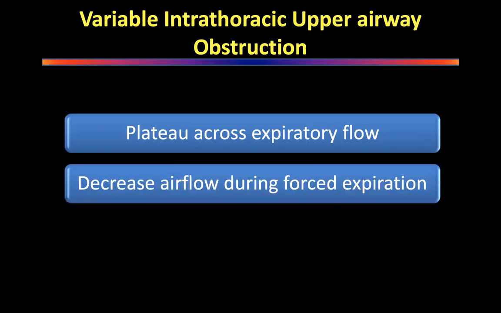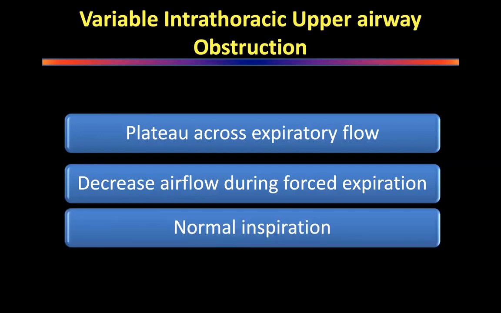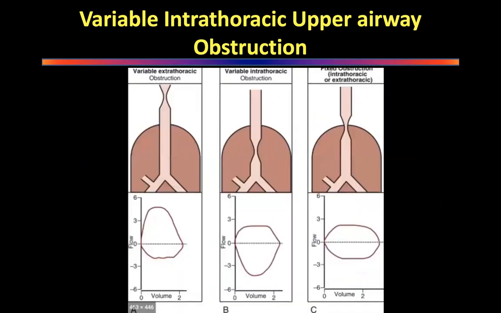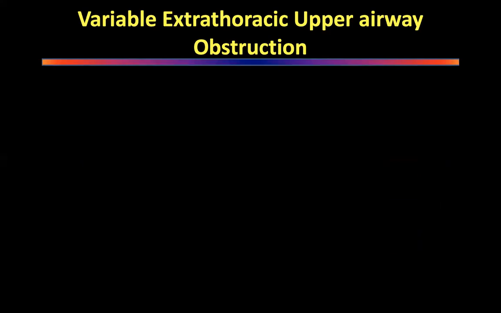So there is plateau across the expiratory flow. There is decreased airflow during forced expiration. However, inspiration remains normal, but the peak is less. Okay. Again, this is exactly what I said. So go through this again and understand that. This is an intrathoracic upper airway obstruction. The pressure here is more than the pressure here. Okay. Never mind the graph. Just stick with this.